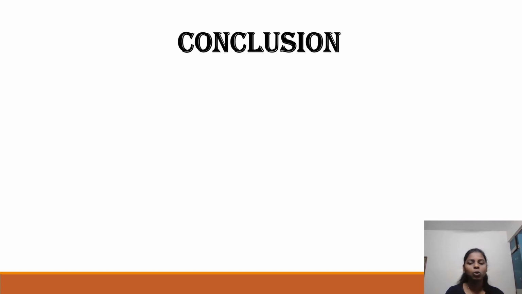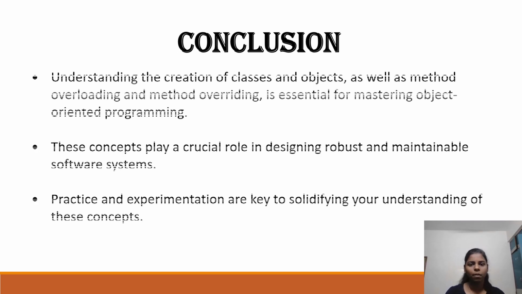Now let us conclude the topic. Understanding the creation of class and objects as well as method overloading and method overriding is essential for mastering object-oriented programming. These concepts play a crucial role in designing robust and maintainable software systems. Experimentation is a key to solidifying our understanding of these concepts.